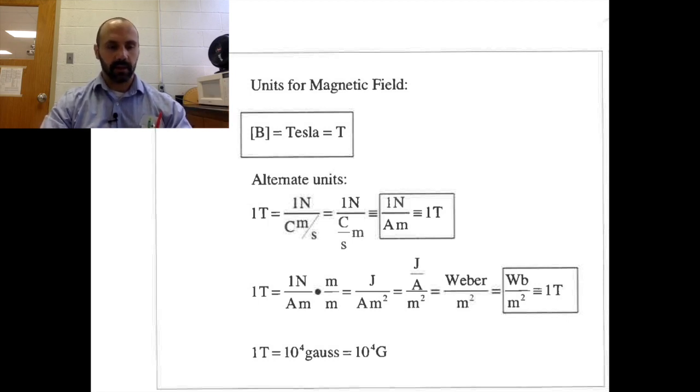And 1 Gauss is 1/10,000th of a Tesla. So sometimes it's good to use Gauss instead of Tesla. Like the Earth's magnetic field is half a Gauss, so it's a smaller number. But it doesn't make a huge difference. Tesla is the main thing we're going to use here because we can express that in terms of the other SI units, newtons, amps, and meters.